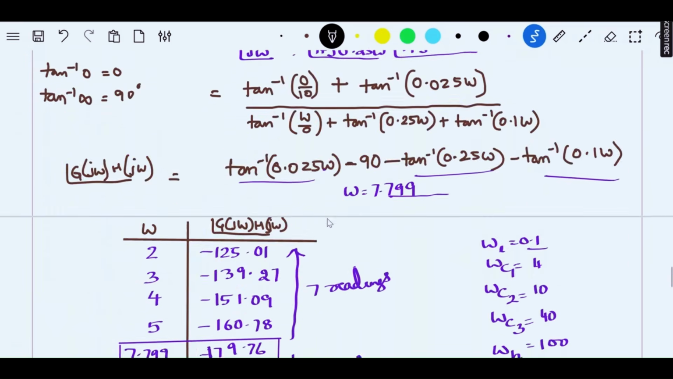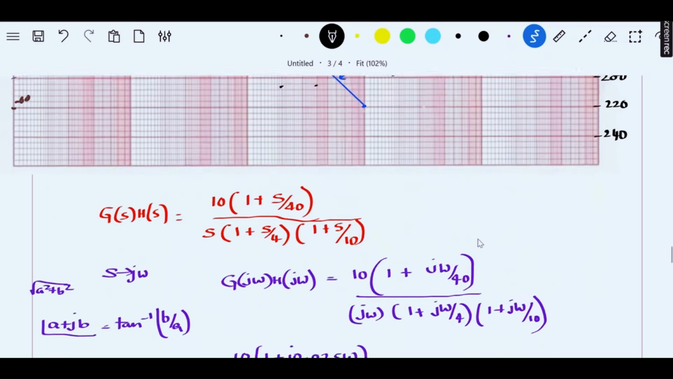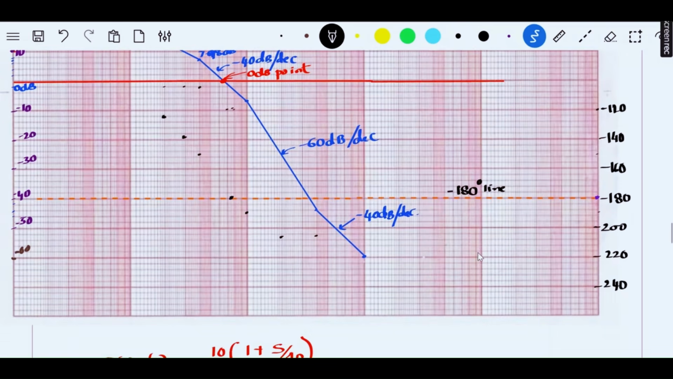So at 100, I will directly go to 100, which is minus 193.8. At 100, it is minus 193.8. So 193.8 comes somewhere. Now this is your 100 radians per second line, this one. So 193.8 is somewhere between 190, 184, 188, 192. So somewhere here is actually 193.8.